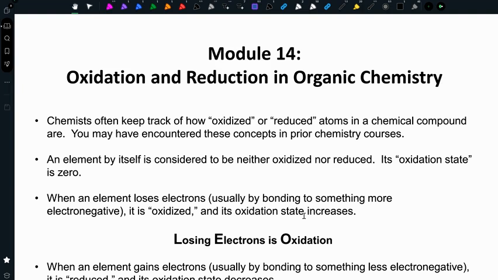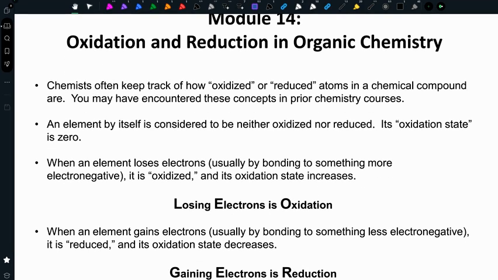Reduction then makes sense because when something gets reduced, its charge goes down. It might go from +2 to +1, or +1 to 0, or 0 to -1. So when we say things are getting reduced, that means their charge is going down. I've written this out explicitly in these notes.